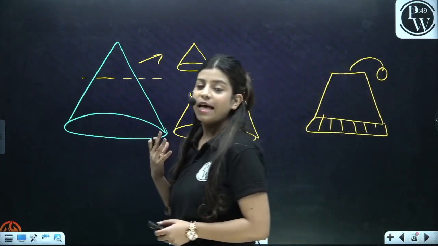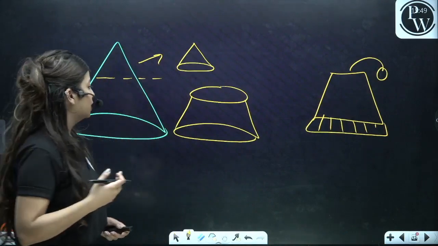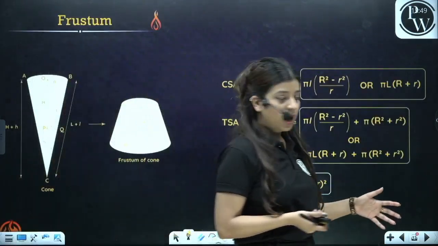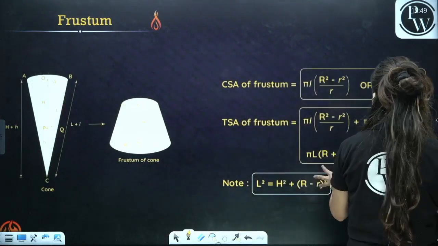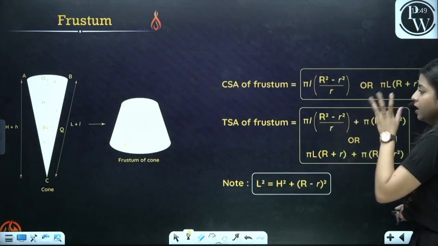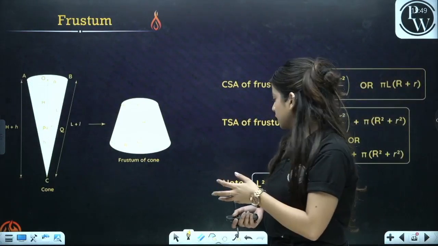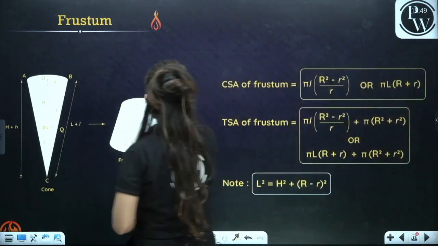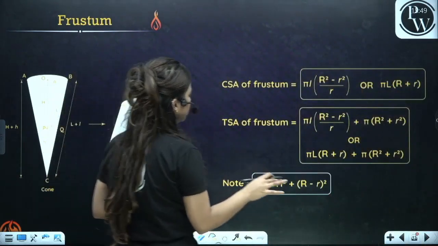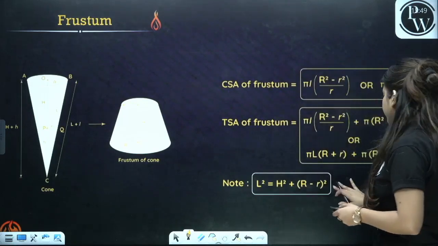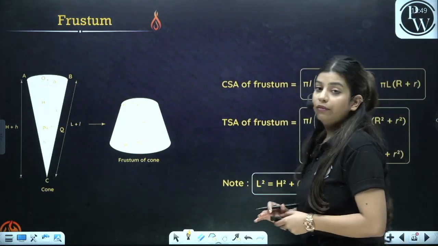So this is an example of a frustum. Basically, the formula for the frustum is: CSA is pi L (R plus r). The total surface area is the curved surface area plus the areas of the upper circle and the lower circle. And the volume over here is 1 by 3. Okay, let us not talk about the volume over here. We'll check it in the later section when we come up with the question.